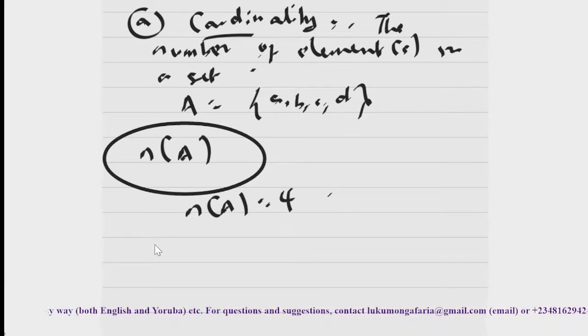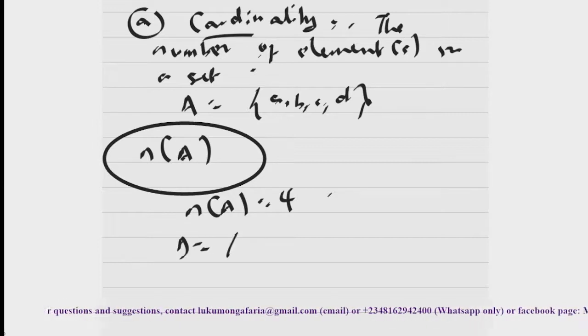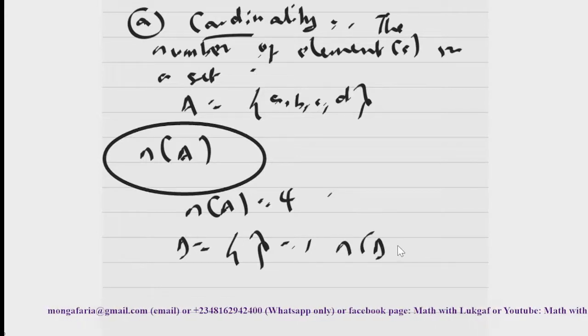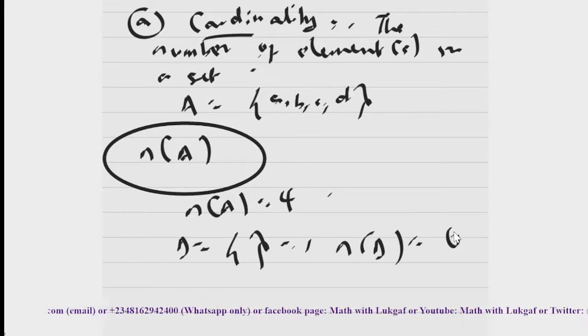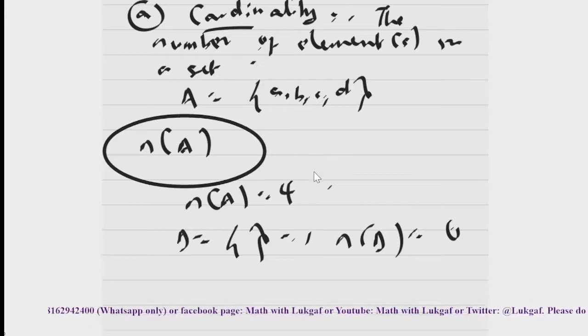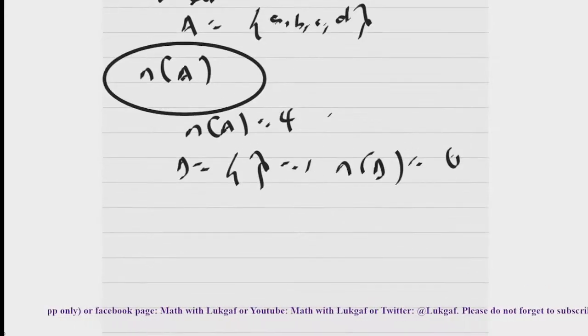You understand now? Okay, now can you tell me the cardinality of an empty set? If D is an empty set, it means the cardinality is nothing but 0. So in that sense, cardinality is the number of elements in a set.